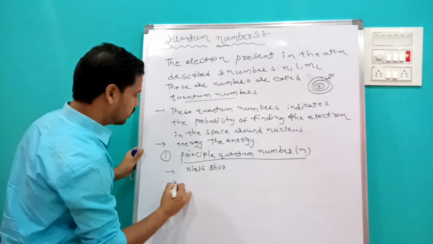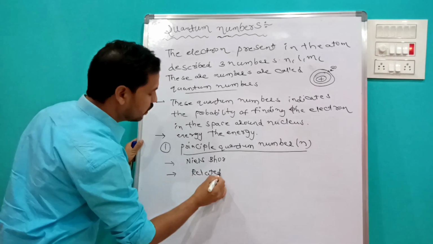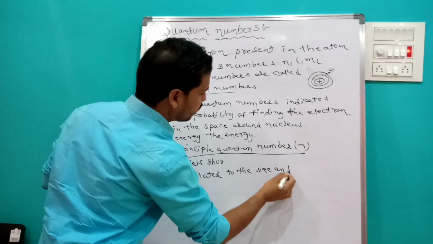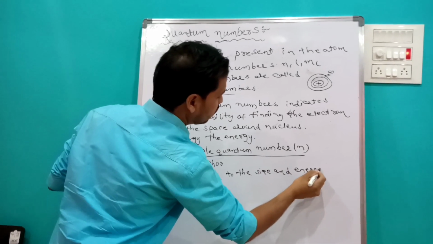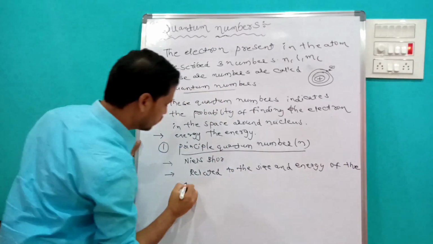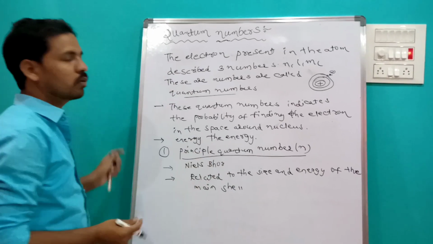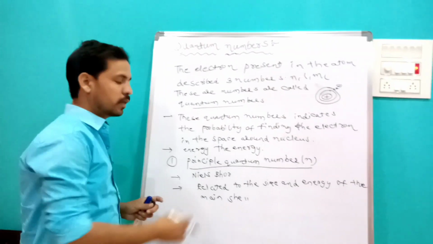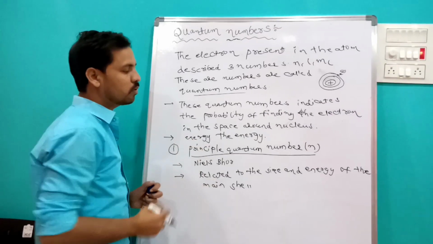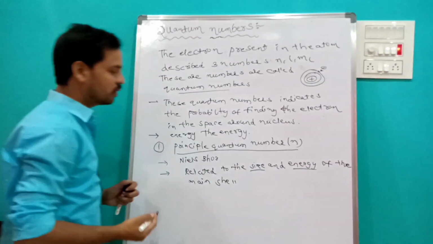This principal quantum number is related to the size and energy of the main shell. The principal quantum number, introduced by Niels Bohr, is related to the size and energy of the main shell.